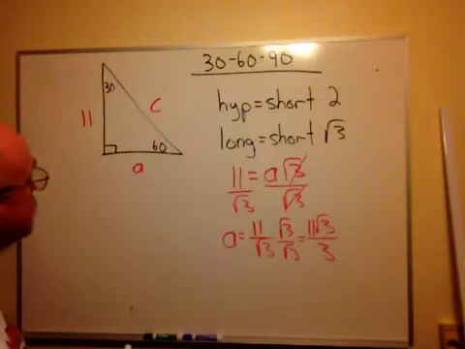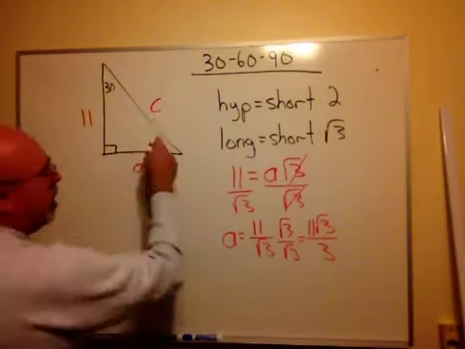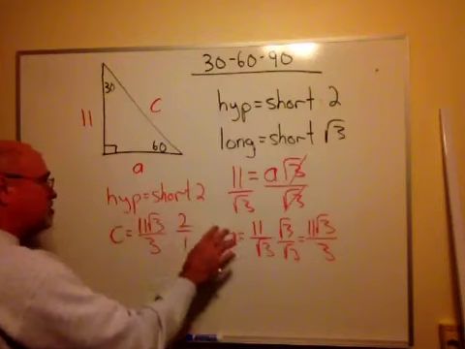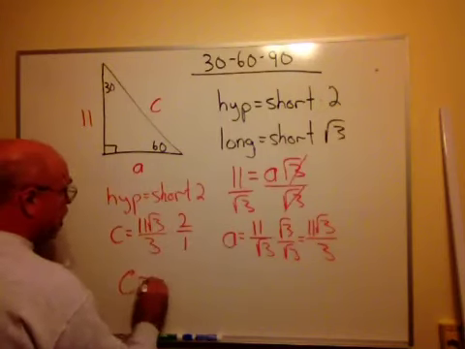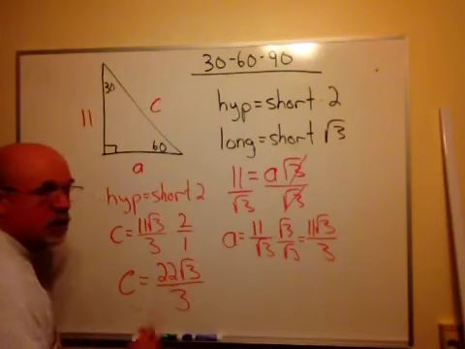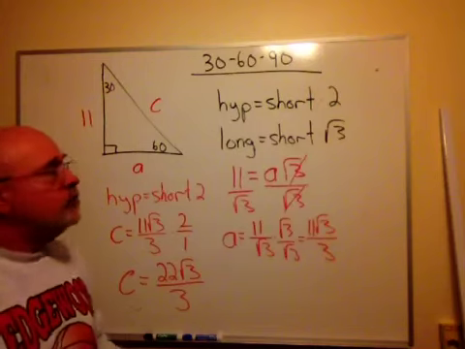To finish the problem, I would have to find c, which is the hypotenuse. I'll just use the rule hypotenuse is short times 2. It's my other rule. Well, I know short now. I just figured it out, and I want the hypotenuse. So the hypotenuse c is the short, 11 square root 3 over 3, multiplied by 2. Now 2 is a fraction, 2 over 1, and when you multiply fractions together, you multiply tops times tops, bottoms times bottoms, so c is 2 times 11, that's 22 square root 3 over 3. And that's absolutely as hard as it can get for 30, 60, 90s.